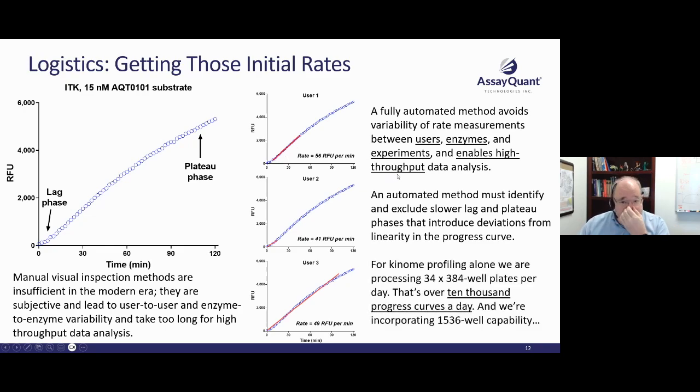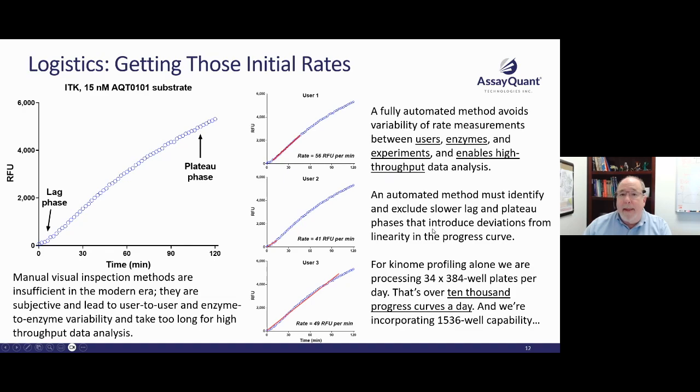And what's really important is that for kinome profiling alone that we do here now, we have 34 384-well plates per day that we can do. And that's over 10,000 progress curves a day. And we're actually in the process of incorporating 1536-well capability. So pulling out your straight edge is not going to be really helpful here.